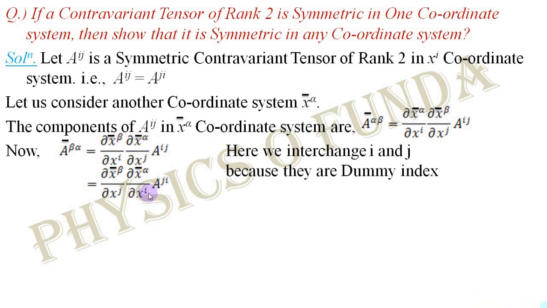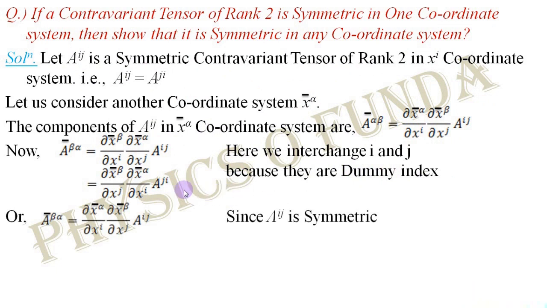Now, in the next line, we also swap the position of i and j because i and j are dummy indices. As this tensor Aij is symmetric, we can write Aji is equal to Aij. Here Aji should be replaced by Aij in the next line because this is a symmetric tensor in the unbarred coordinate system. We also rearrange the differential term like this.